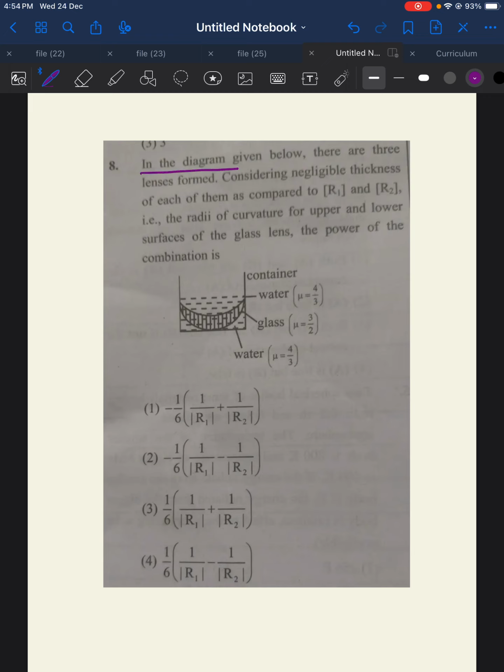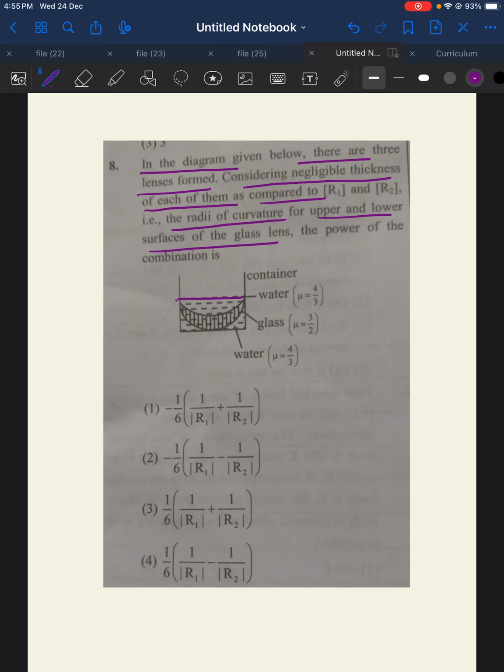In the diagram given below, there are three lenses formed. Consider negligible thickness of each of them as compared to R1 and R2, that is, the radii of curvature for the upper and lower surface of the glass lens. The power of the combination is... okay, so this is the combination that is given to us.